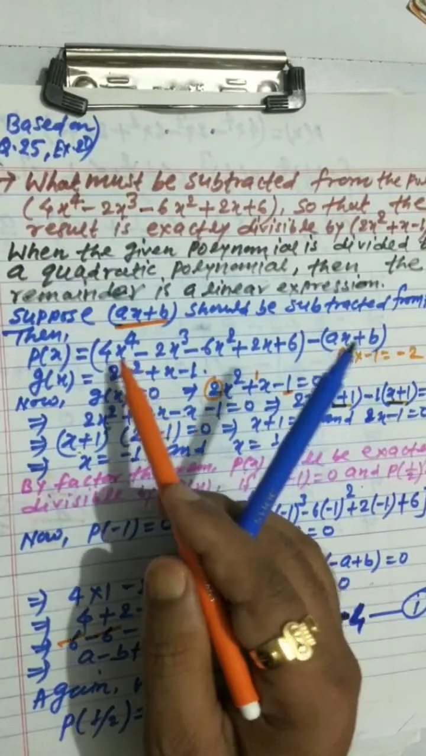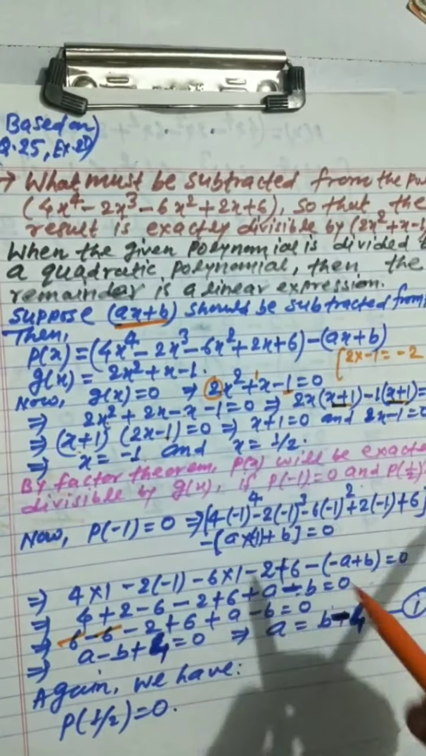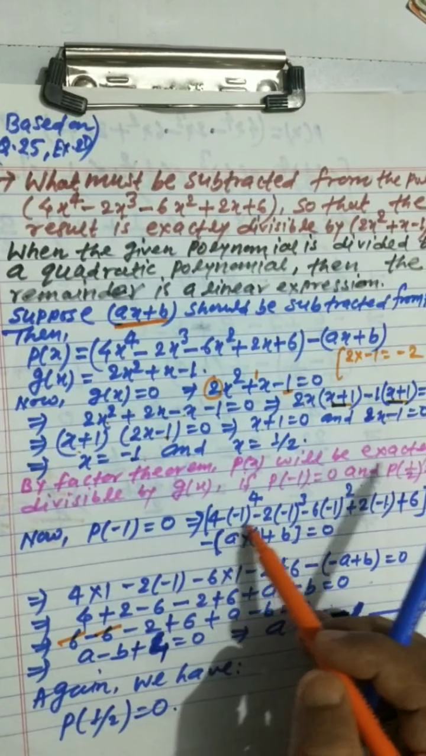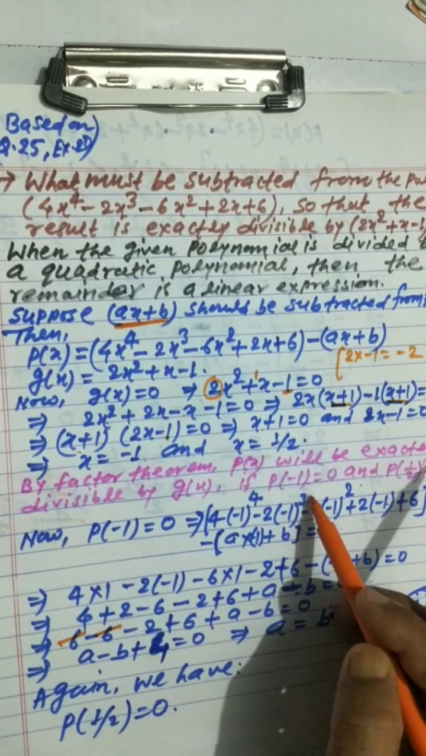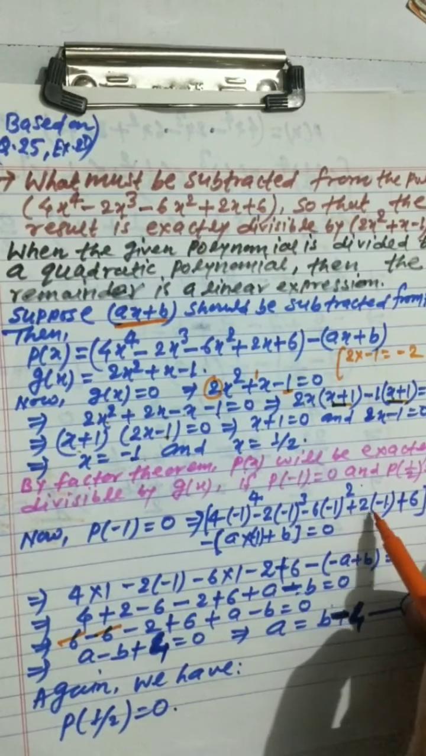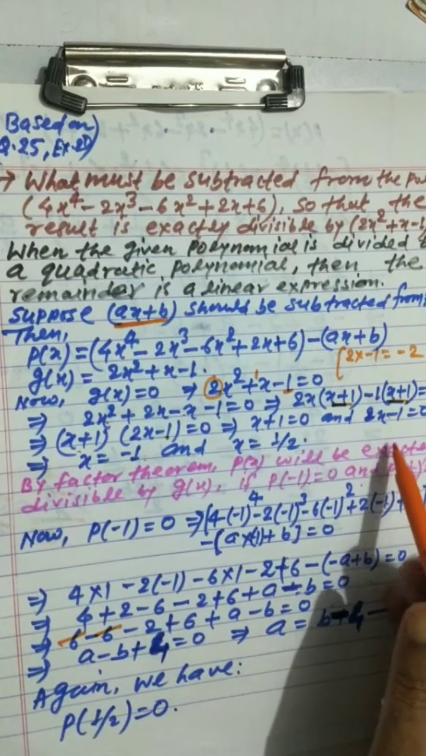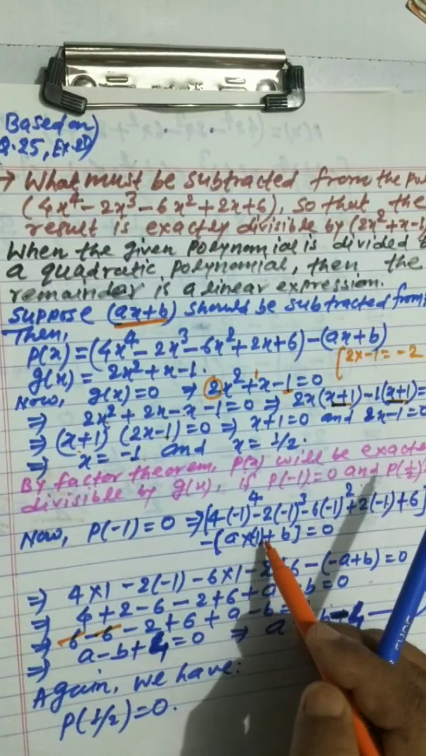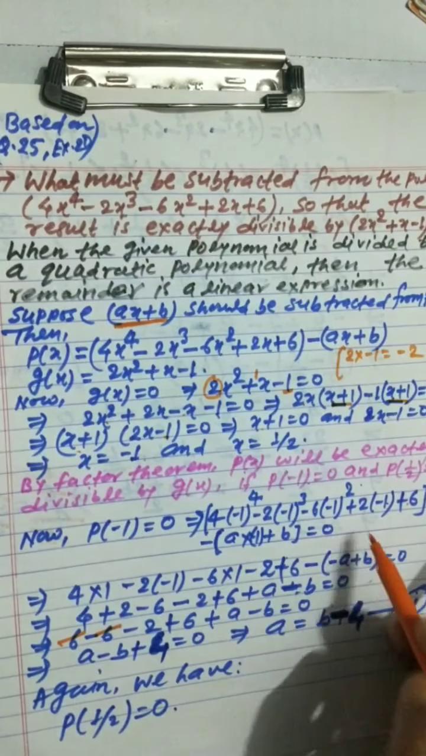Then you have to replace every x in this polynomial by -1. So we have replaced it: 4 into (-1) raised to the power 4, minus 2 into (-1) raised to the power 3, minus 6 into (-1) raised to the power 2, plus 2 into -1, plus 6, and minus ax plus b is here. So it will be written as minus a into -1, plus b is equal to 0.